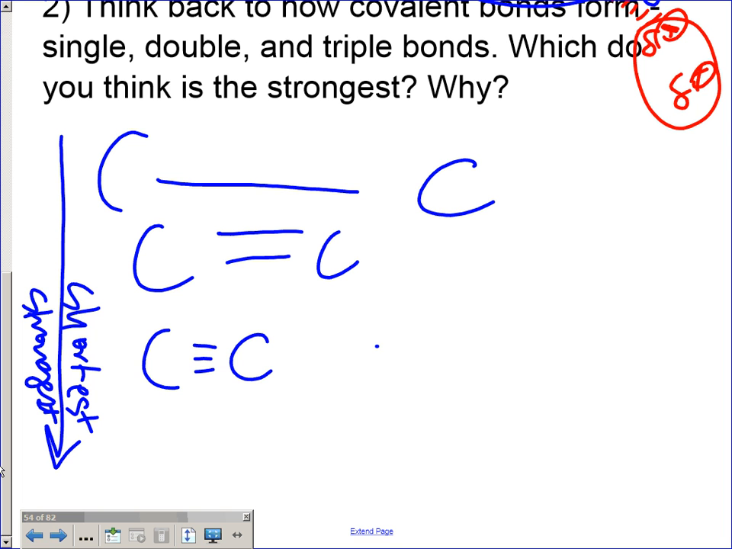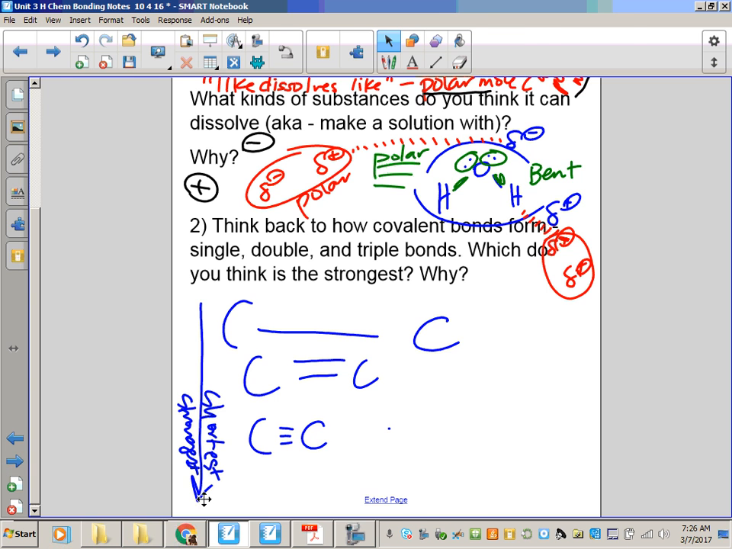All right, so let me show you a quick video of the ionic and covalent, polarity stuffs.